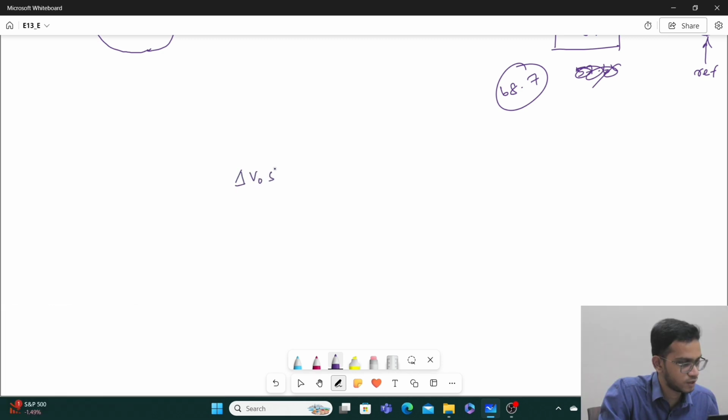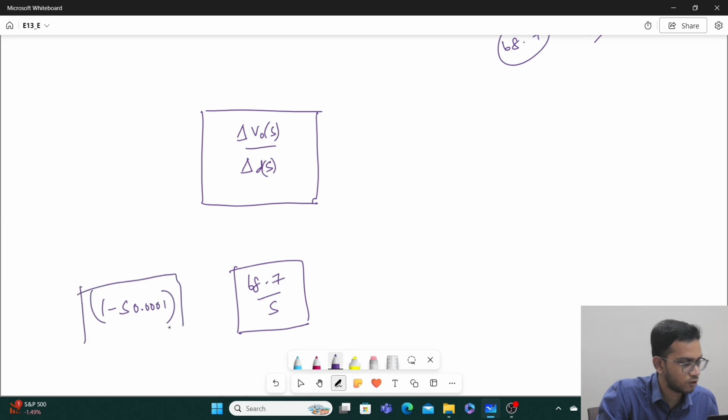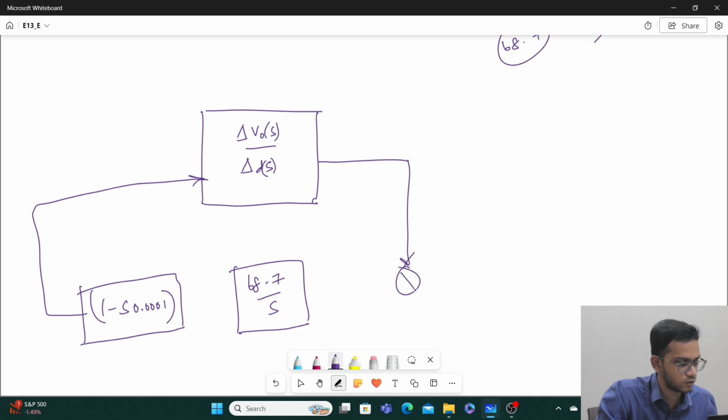del V naught of S by del D of S here, and your K will be 68.7 upon S, and then you have a delay block 1 minus S into 0.0001. This is a delay block, and now your loop gain will be the product of all these three.